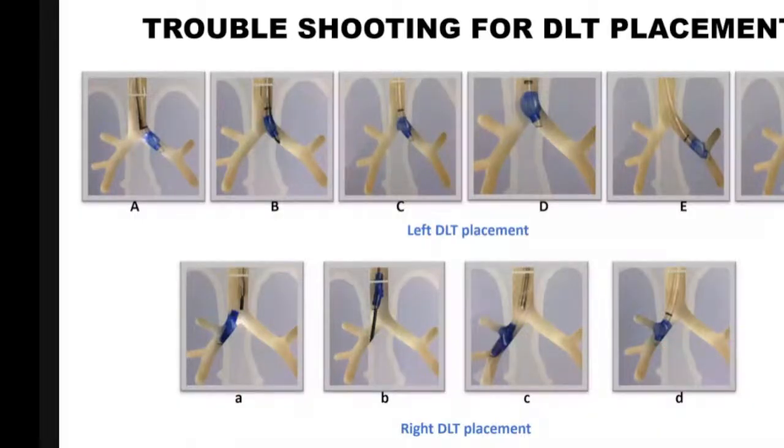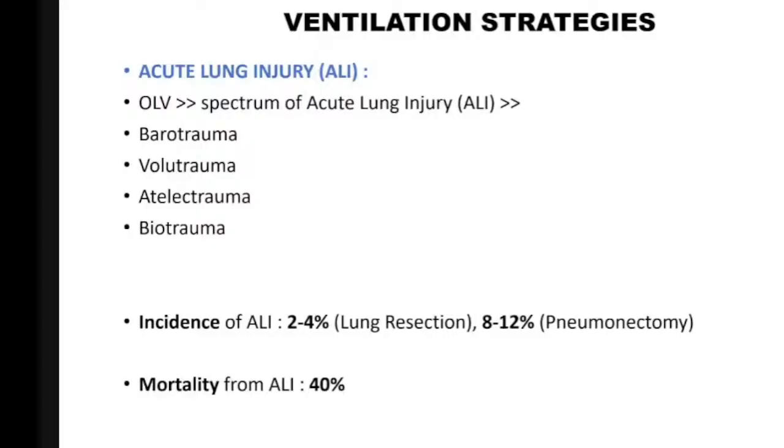Dr. Oberu, please. Anatomy of the respiratory system, various lung isolation techniques, and one lung ventilation is actually associated with a spectrum of lung injuries: barotrauma, volutrauma, atelectrauma, and biotrauma. This is as per literature. So the incidence can vary from 2 to 4% for lung resection surgeries, and for pneumonectomy it can go up to 12%. But mortality can also be as high as literature has shown here.